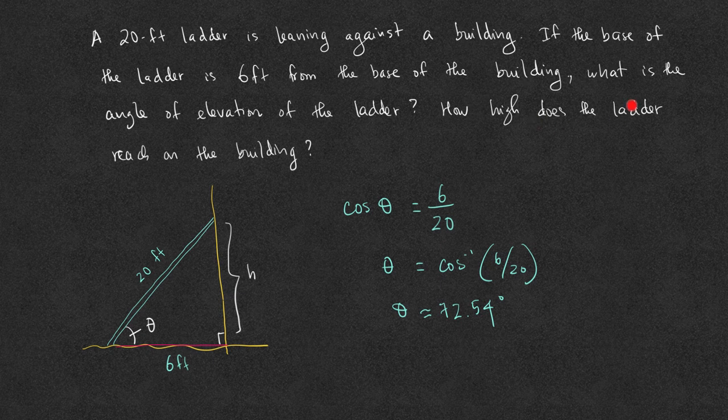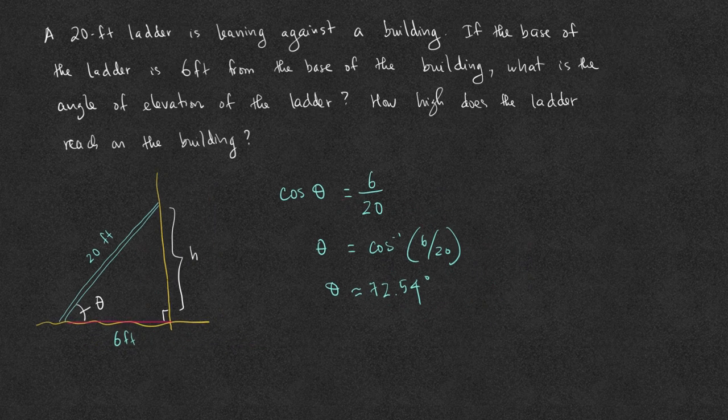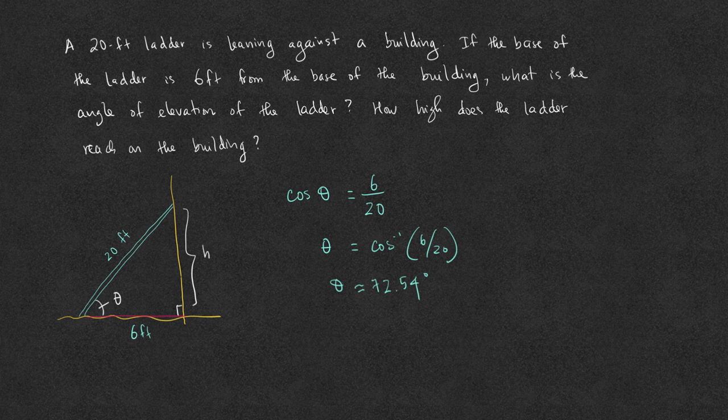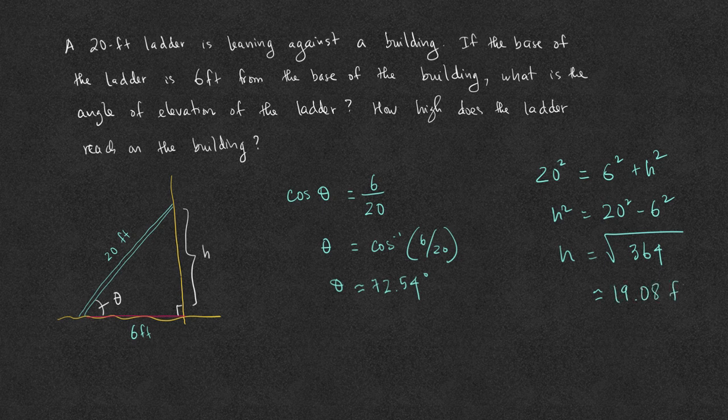To answer the second part of this problem, knowing that this is a right triangle, we can simply use the Pythagorean theorem, which states that the hypotenuse squared, 20 squared, equals the sum of the other two sides squared, 6 squared plus h squared. And so h squared equals 20 squared minus 6 squared. H is therefore the square root of 20 squared minus 6 squared, which is 364. This is approximately 19.08. The unit is feet.